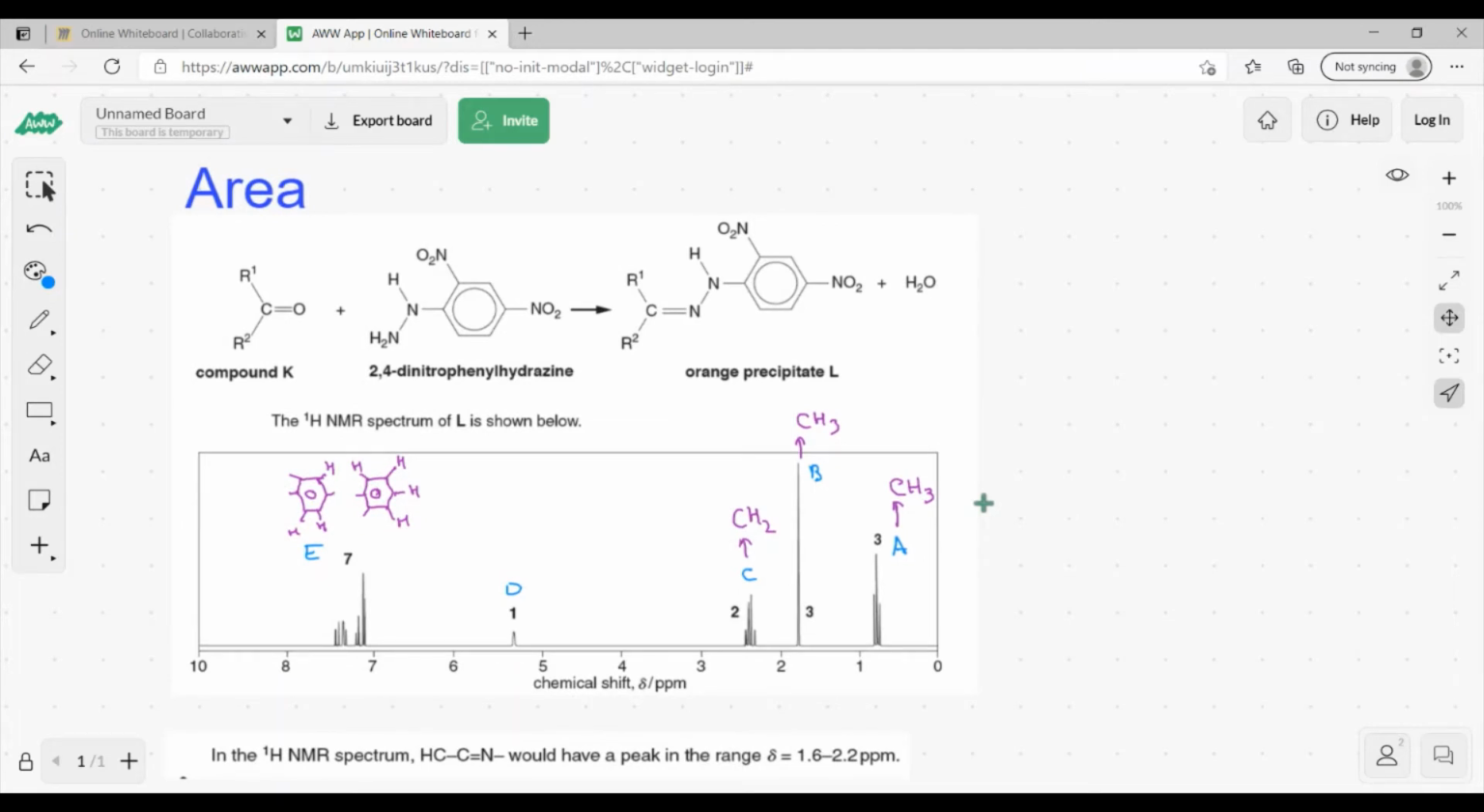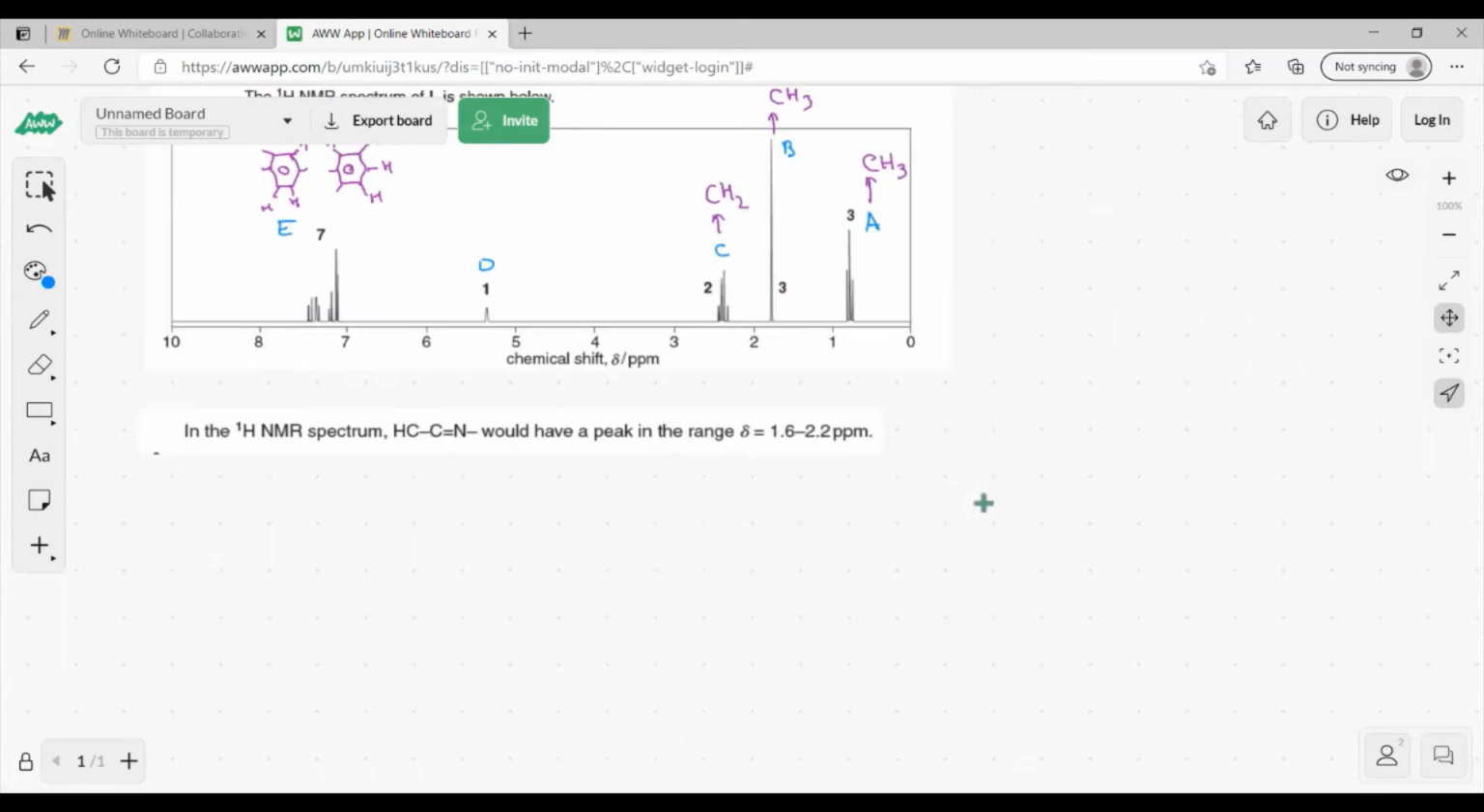Area 3 methyl, area 2 CH2, and then area 7, as we said before, a benzene ring with 4 hydrogens and another one with 3. Okay, so now let's do the splitting pattern.